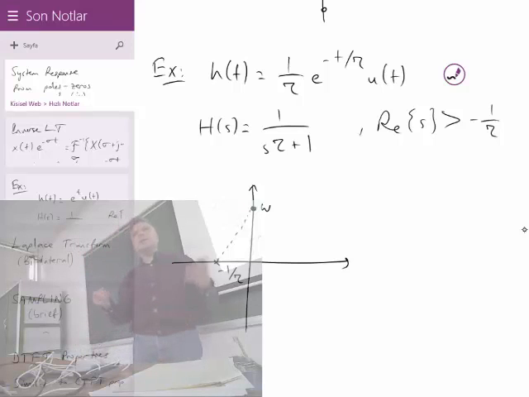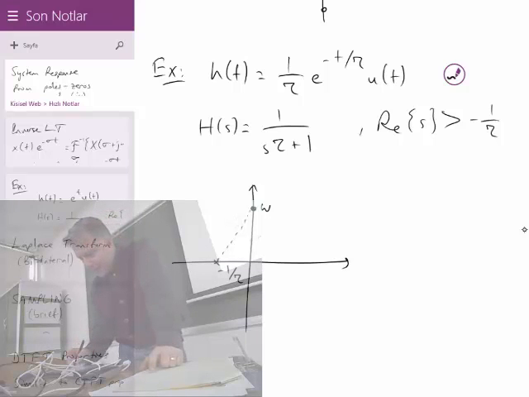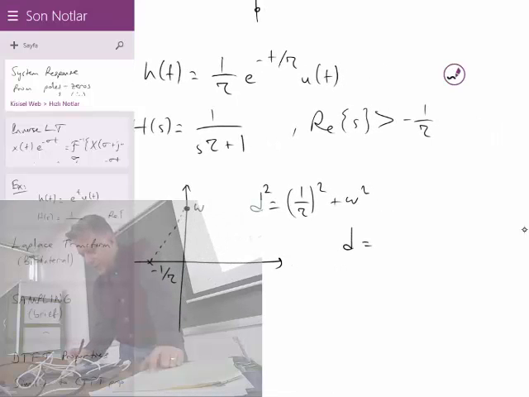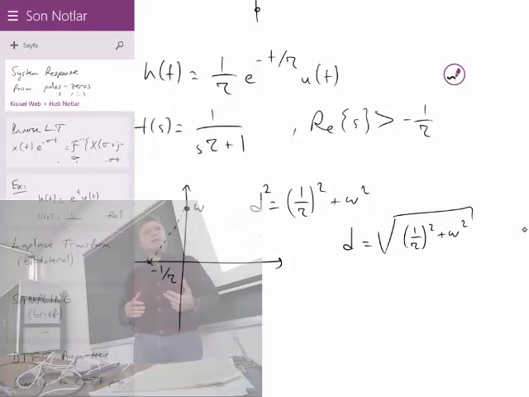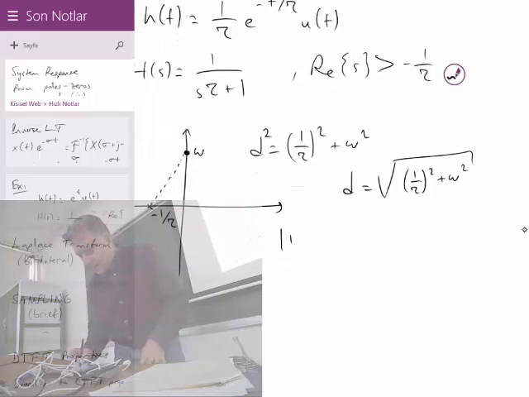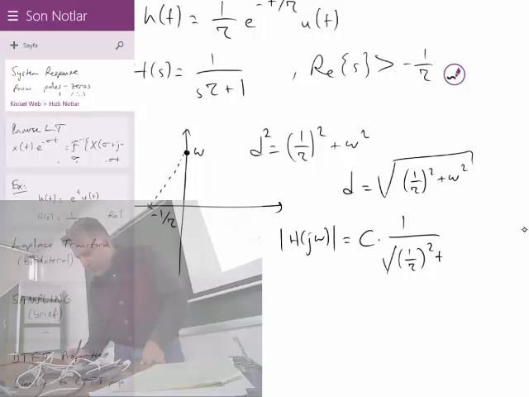what is this distance and what is the angle of that? Quite easy, as you see. That distance is the hypotenuse of a triangle, and that triangle has sides 1 over tau and omega. So the distance squared is 1 over tau squared plus omega squared, which makes d equal to the square root of 1 over tau squared plus omega squared. That is the denominator, and we can say that the magnitude of H of j omega is equal to a constant times 1 over the square root of 1 over tau squared plus omega squared. This is the magnitude, we can say.